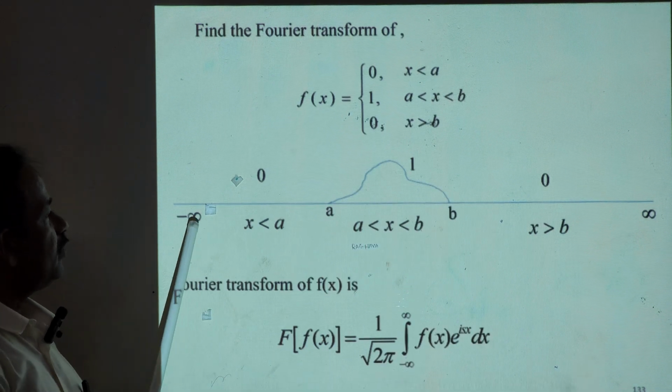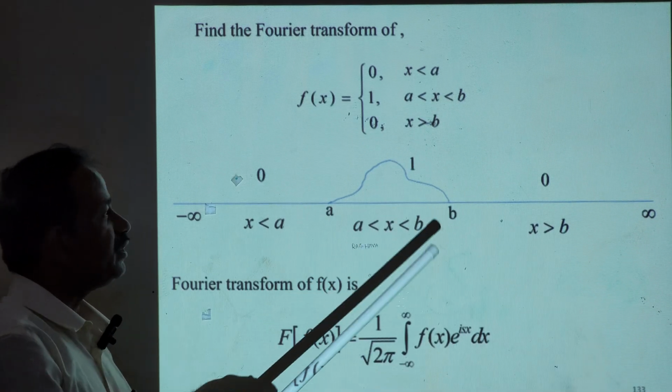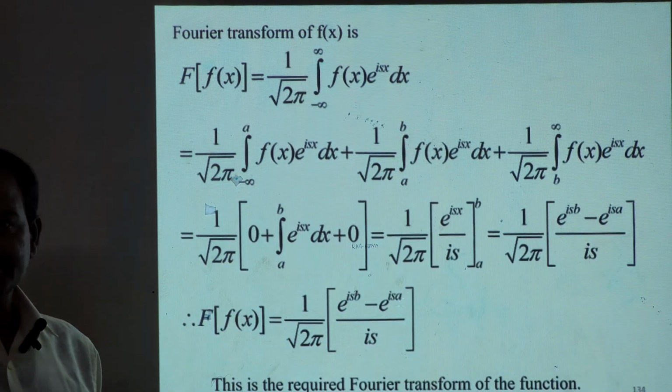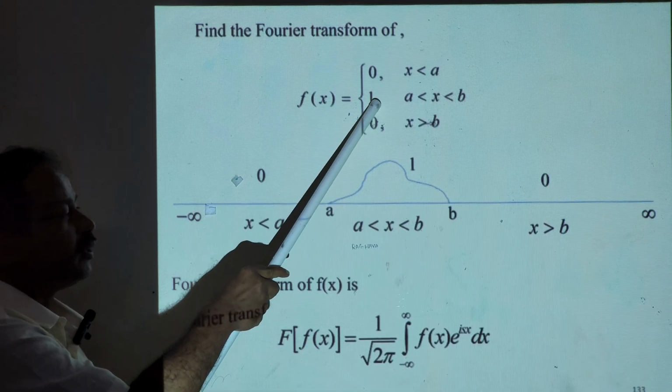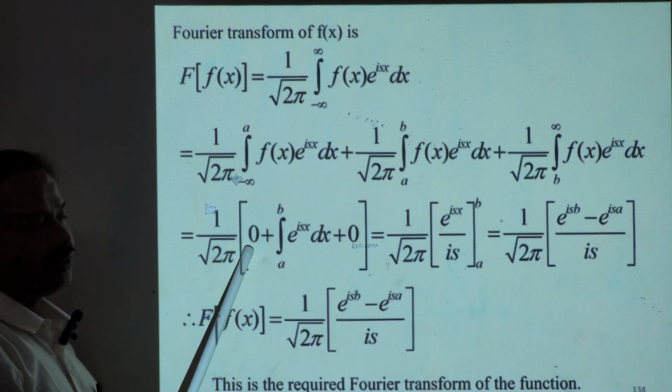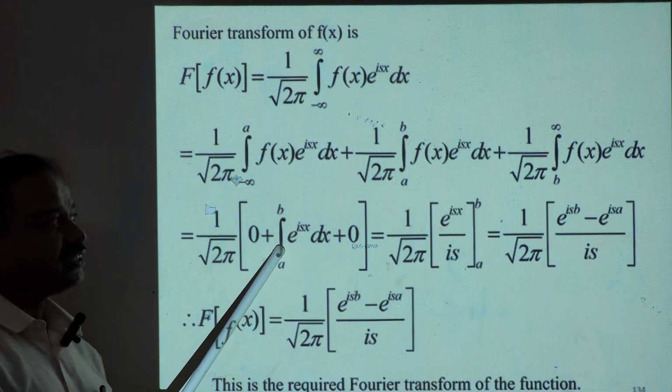See here, minus infinity to a, a to b, then b to infinity. So we have written it separately. Now between this limit, this is 0, here also it is 0, in between we have 1. So f of x is nothing but 1.